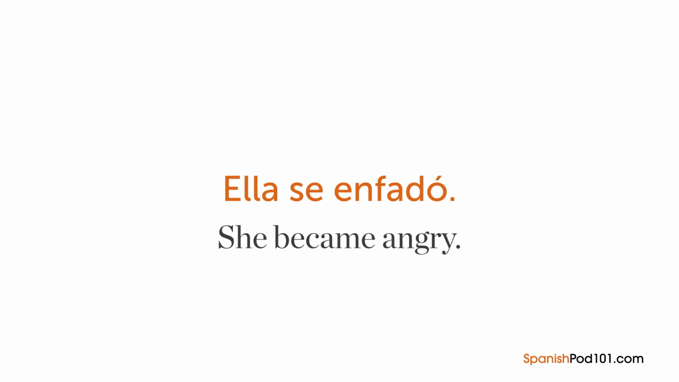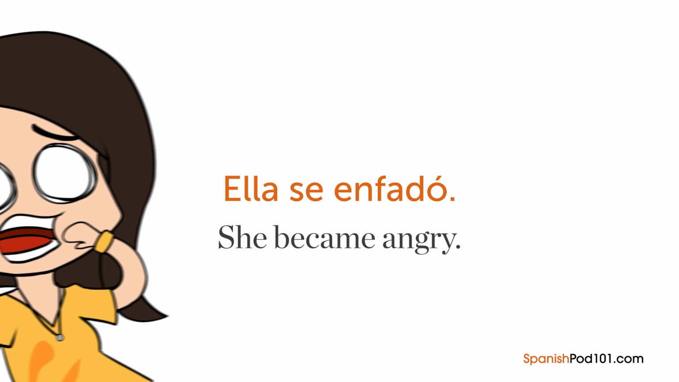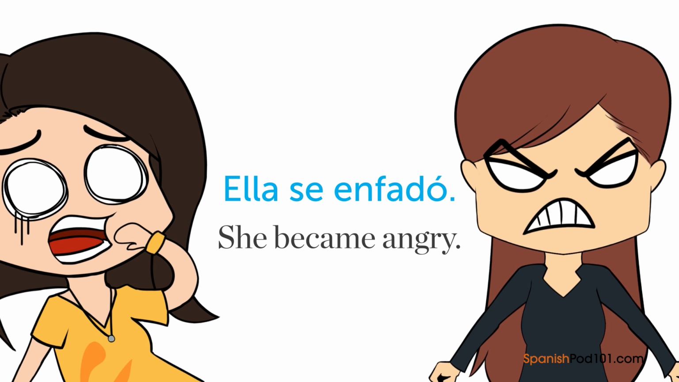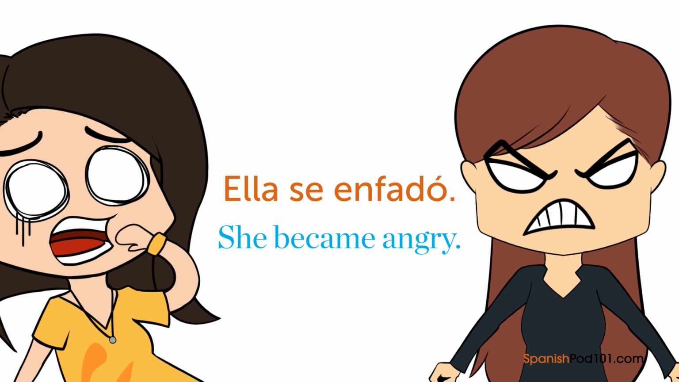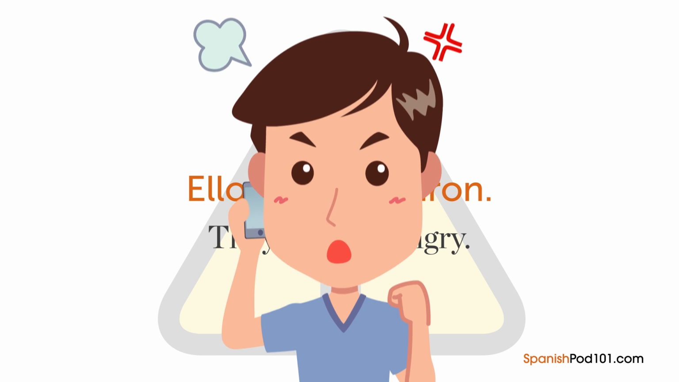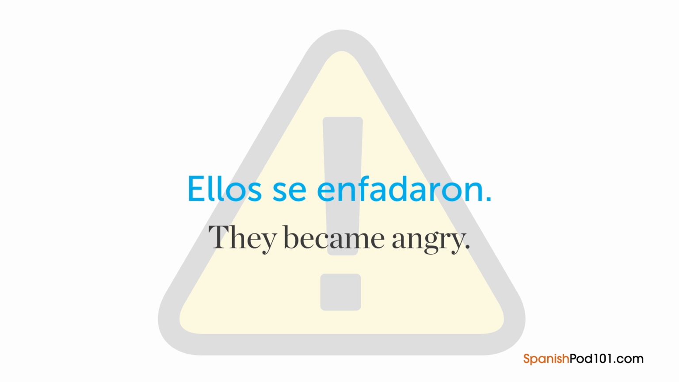You can also use reflexive pronouns with emotions to make them stronger. For example, if you made your mother angry, you could say ella se enfadó, as in she became angry. Note that with reflexive pronouns, you conjugate the verb according to the subject. If it were your father or your uncle who were angry, you would write ellos se enfadaron, they became angry.